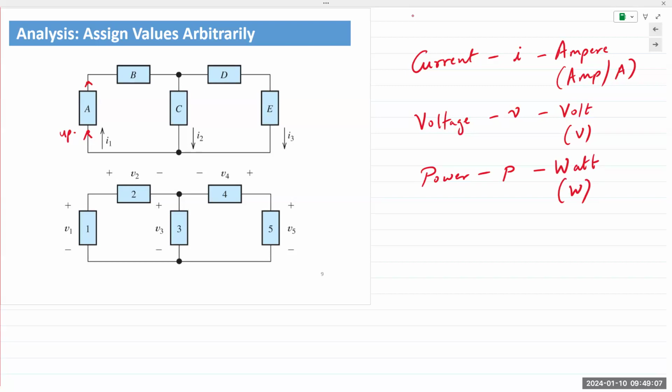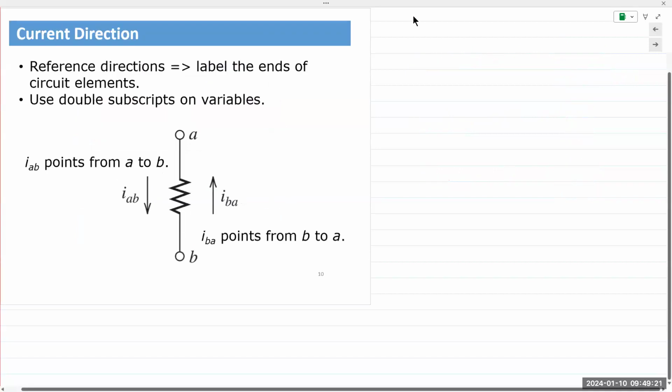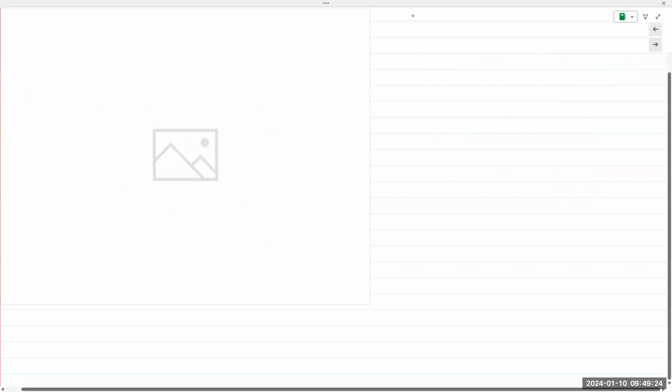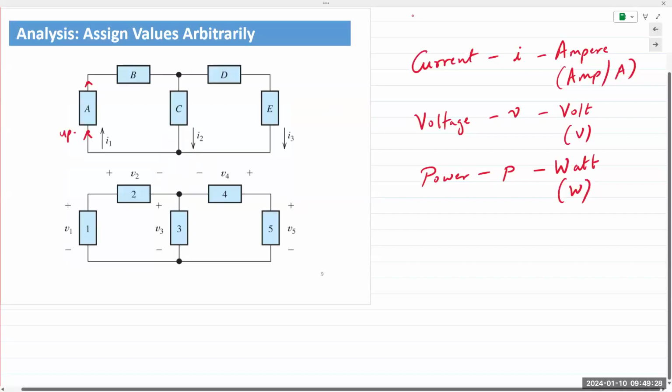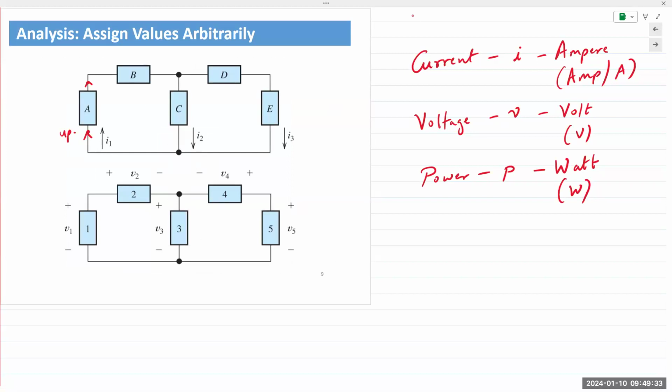So voltage is nothing but the difference in potential between 2 points. Okay, voltage is nothing but the difference in potential. So it's an electrical potential difference between 2 points. I have voltage polarity. If you had 2 points in a circuit, if they're the exact same potential, then the difference between those 2 points is 0. So the voltage between those 2 points would be 0.